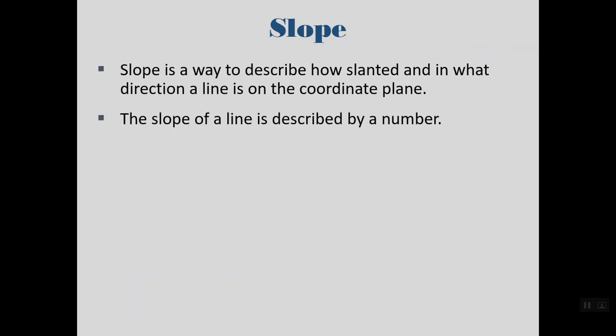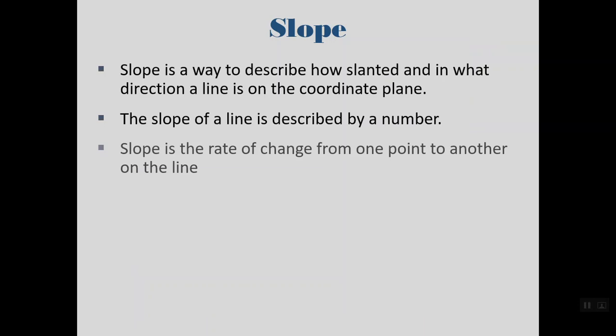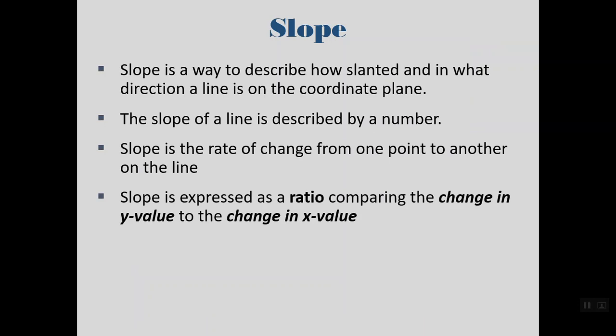The slope of a line, instead of being described in words like I was doing fairly poorly, is described by a number. So the slope is really the rate of change from one point to another on the line, from any one point to any other point on the line. We're going to talk a little bit more about that eventually. Slope is expressed as a ratio. We talked about it being a number. It's actually a ratio comparing two values.